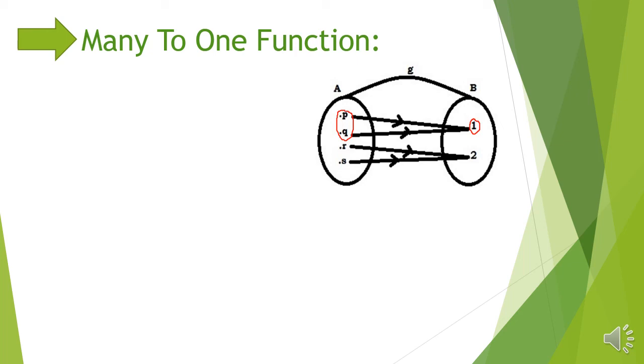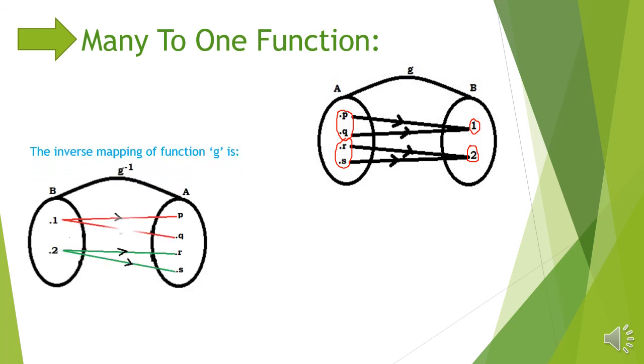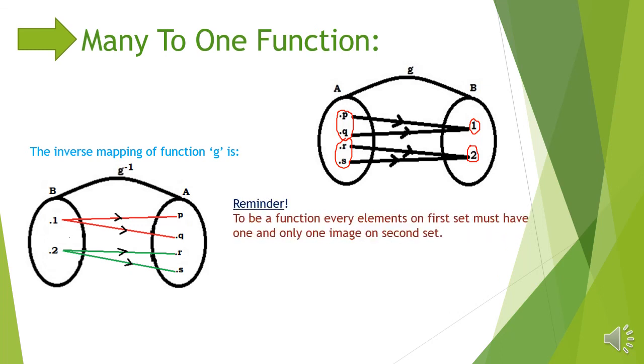At least one image must be such that it has more than one pre-image. So 1 has 2 pre-images and 2 also has 2 pre-images, we can see. So it is a perfect many to one function, a mapping diagram for a many to one function. Let's see the inverse mapping of the G function. See the inverse mapping, and let's see the reminder. What does the reminder say? Every element on the first set must have one and only one image. Now this contradicts our mapping diagram, isn't it?